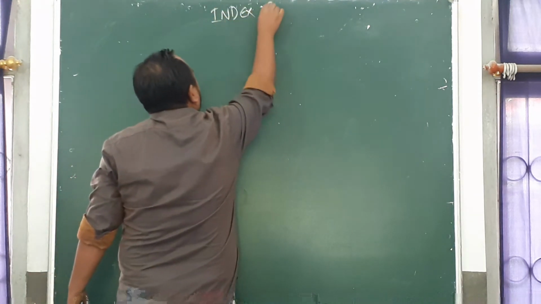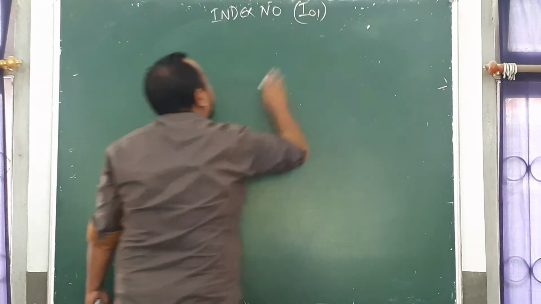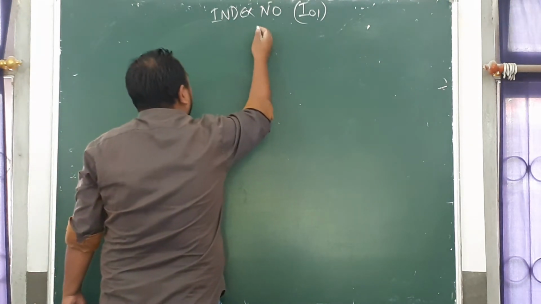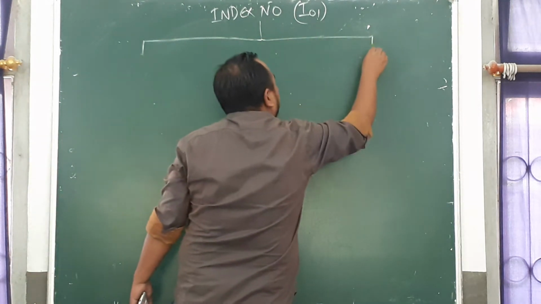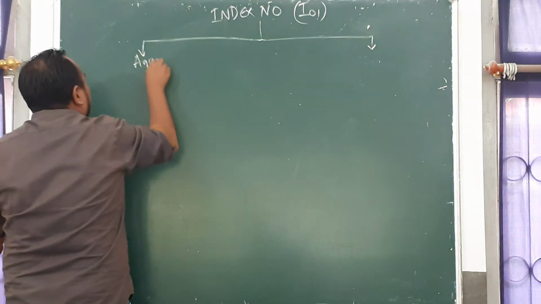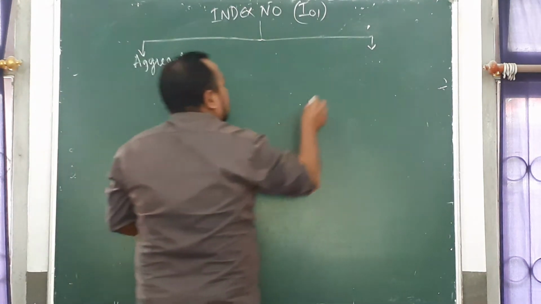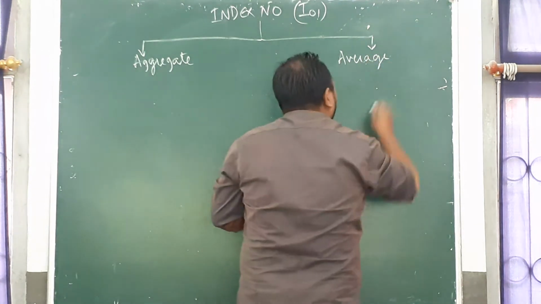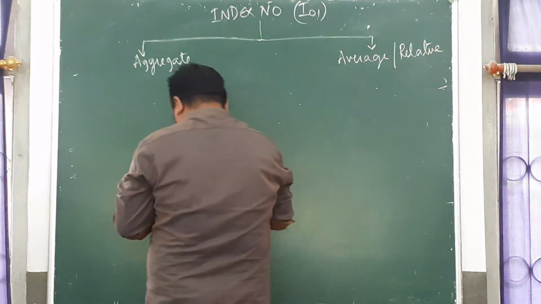This is index number, denoted by capital I01. Now index number will be calculated by two methods. The first method is called method of aggregate. The second method is called method of average or relative, average or relative.